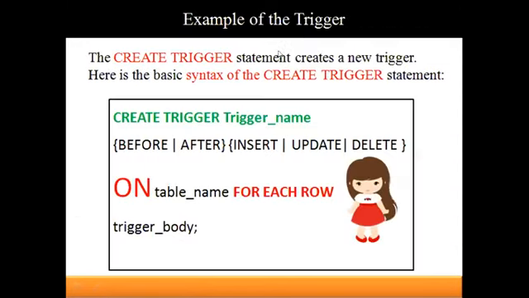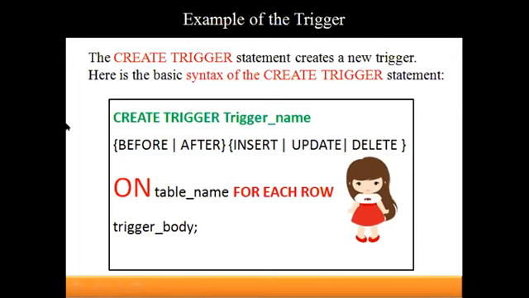Now see an example of a trigger. The CREATE TRIGGER statement creates a new trigger. Here is the basic syntax of the trigger statement. Now I want to create one trigger, but before that I want to give the syntax of the trigger. You have to use CREATE TRIGGER and a trigger name. After that, you have to specify BEFORE or AFTER, and then INSERT, UPDATE, or DELETE, any one of the commands. So that is the BEFORE or AFTER trigger.